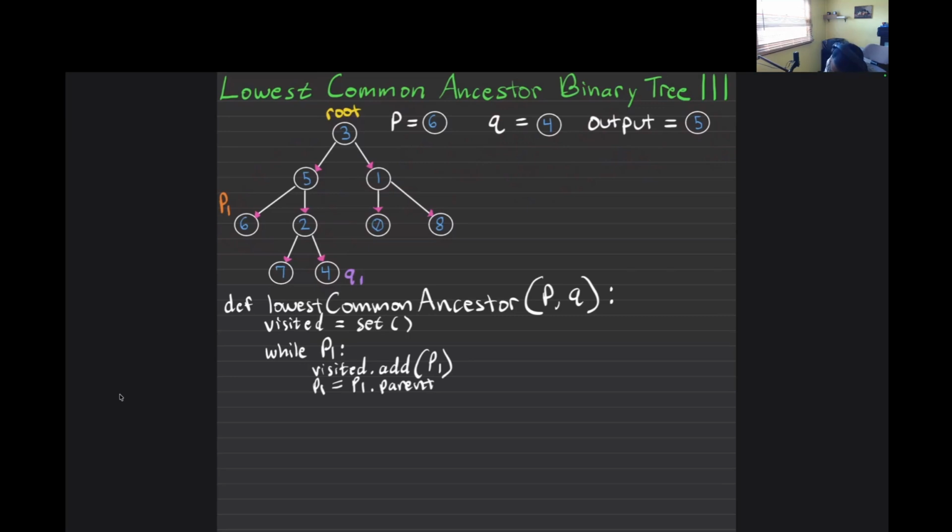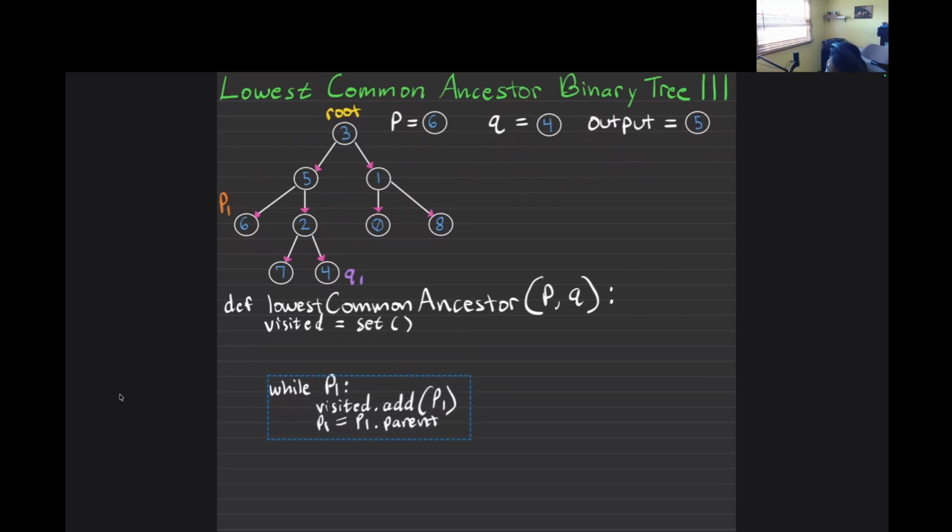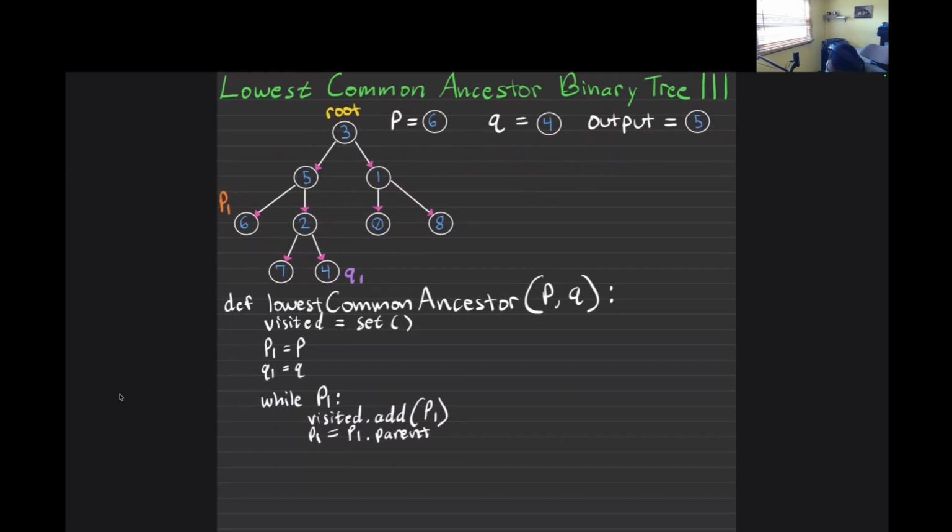And then now we'll do the same thing. Actually, I never even defined the variables. So P1 is equal to P, and Q1 is equal to Q. So now we can say while Q1, if Q1 is in our visited set, we can just immediately return Q1. Otherwise, we'll set Q1 equal to its parent because we're going up the tree.